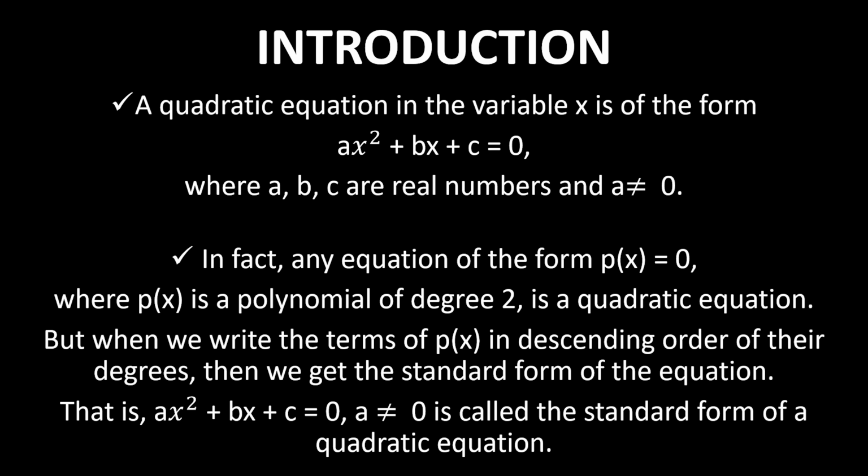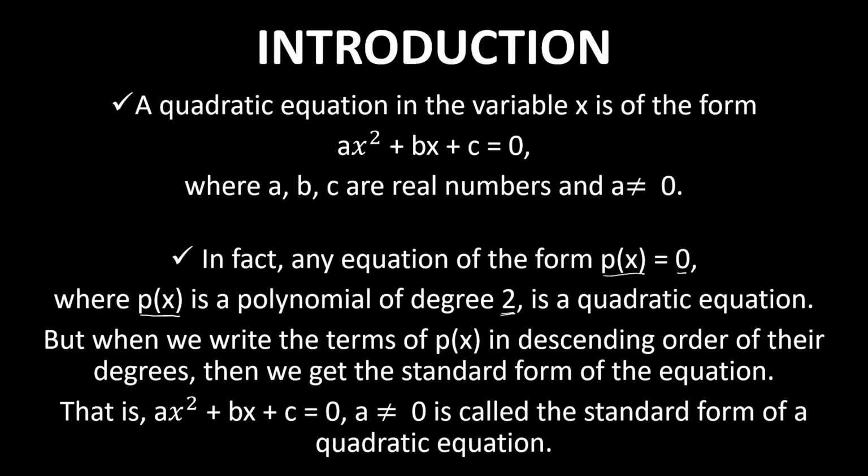Now, if you have any equation which is of the form p(x) = 0, what is p(x) here? A polynomial having variable x. So p(x) basically stands for a polynomial of variable x. Here p(x) is a polynomial of degree 2. In this equation, p(x) is a polynomial of degree 2.